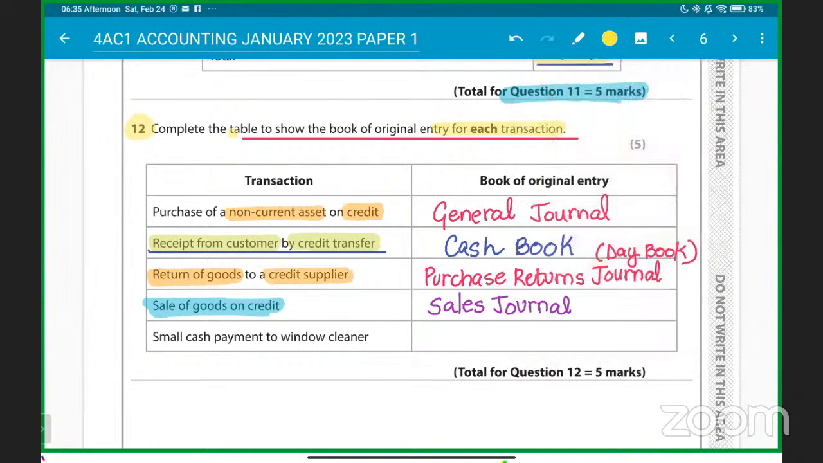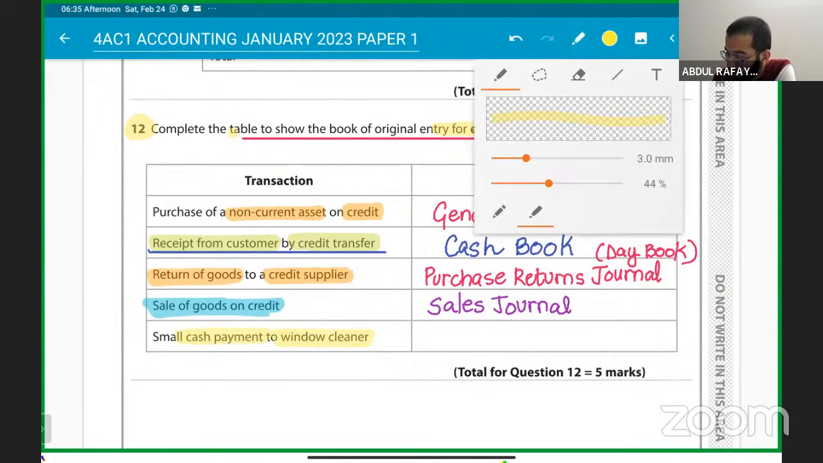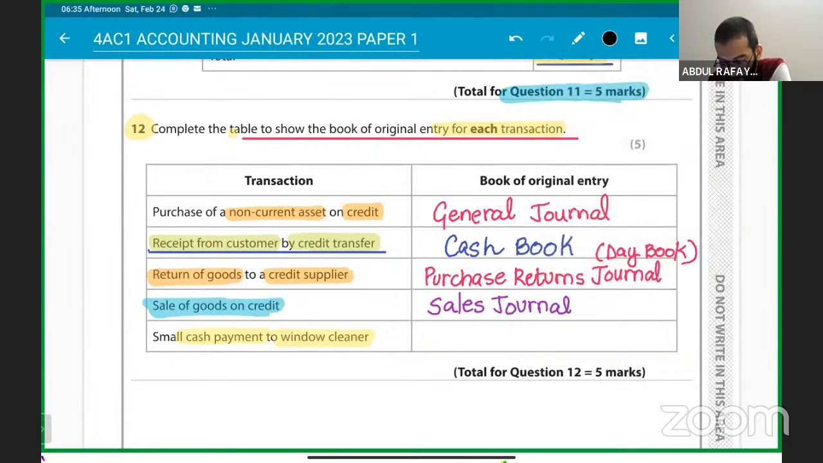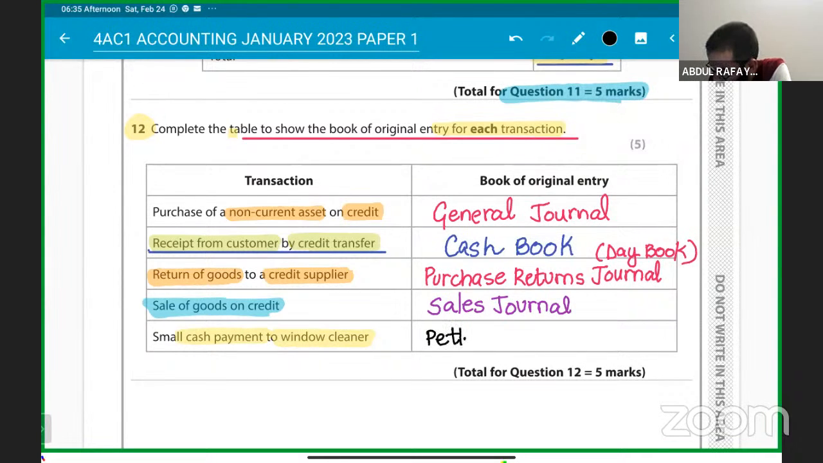What about this one? Small cash payment to a window cleaner. If you are making a small cash payment to a window cleaner, it will be very easy. Cash book. It will be a petty cash book. When the payments are small, it will be called a petty cash book. Petty cash book is also a book of prime entry. Okay, understood. So this will be in the petty cash book. Got that clear?